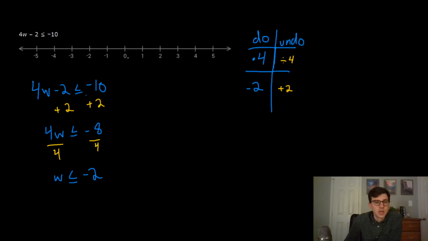So here we have w is less than or equal to negative 2. So negative 2 is right here. It's less than or equal to, so I fill in that circle. And then I shade over to this side, maybe even increase my brush size a little bit to make it easier to see. So everything on the left-hand side, everything on the more negative side of negative 2, those are the numbers that are in my solution. Those are the numbers that w could be.